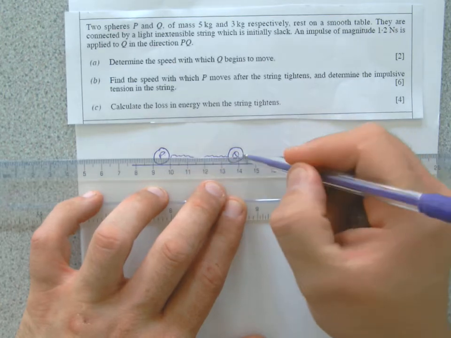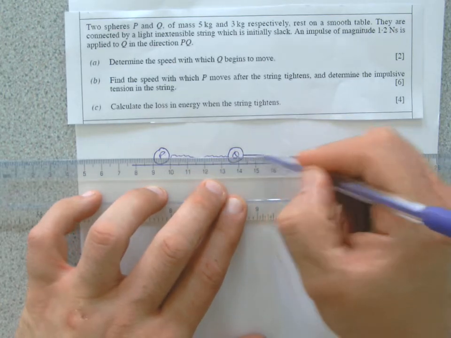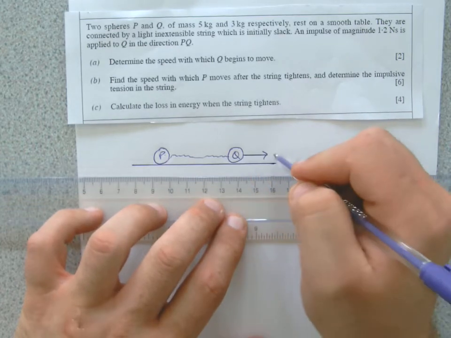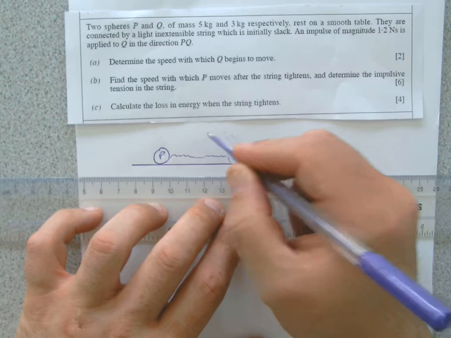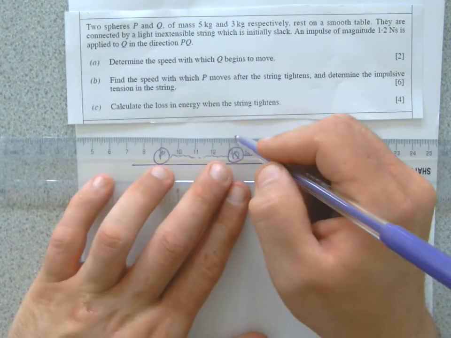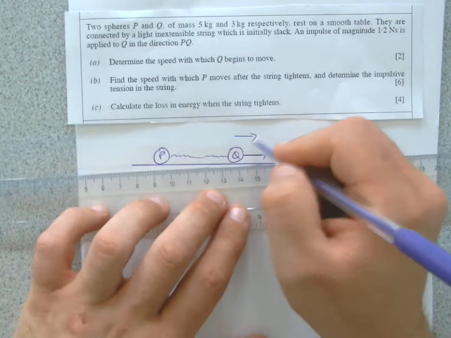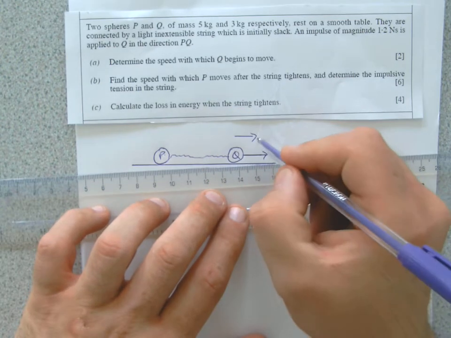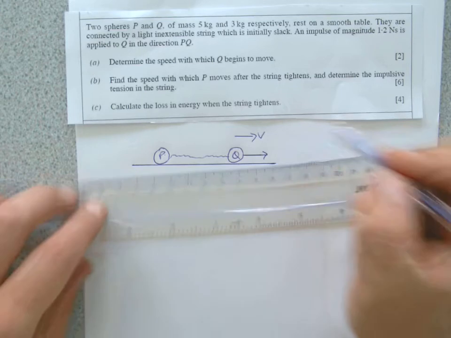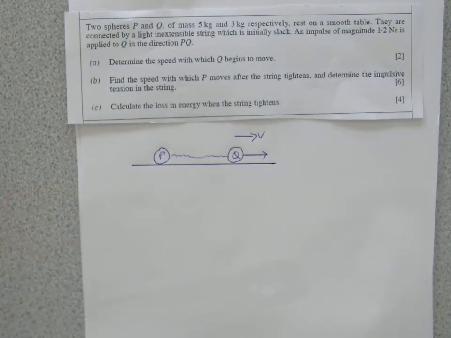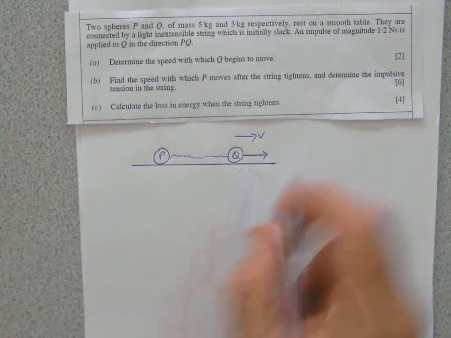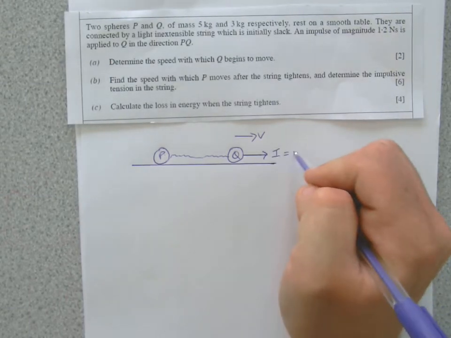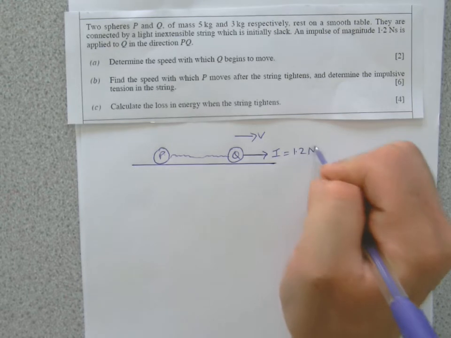So it's horizontal. An impulse is applied, okay, to this sphere Q in the direction PQ. So we're going this way. So the velocity, in fact, will be going here. So it says then, in part A, determine the speed with which Q begins to move. We can call that, say, V. We know it's going in that direction because the impulse is acting in this direction, PQ, and the impulse is, as it says, 1.2 Newton seconds.